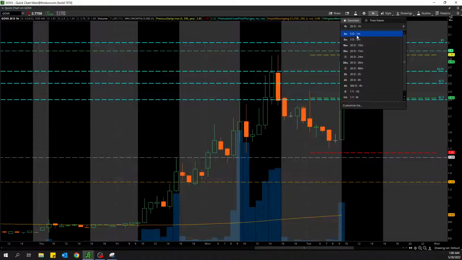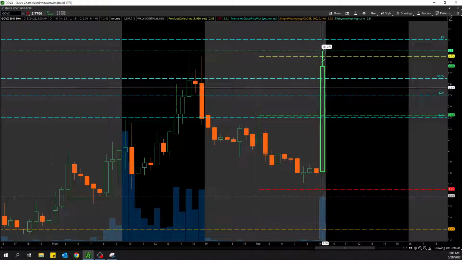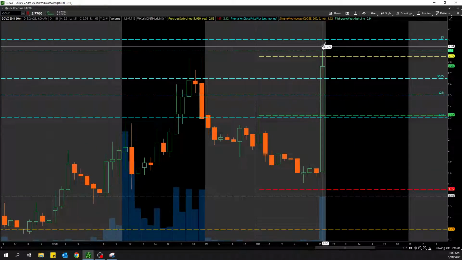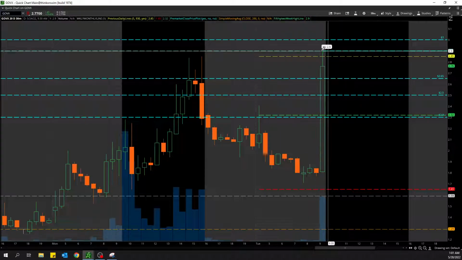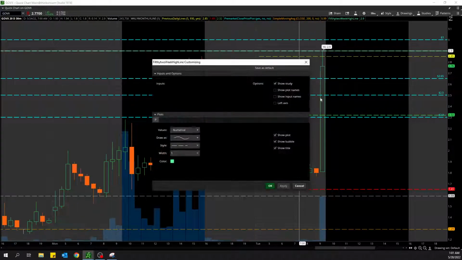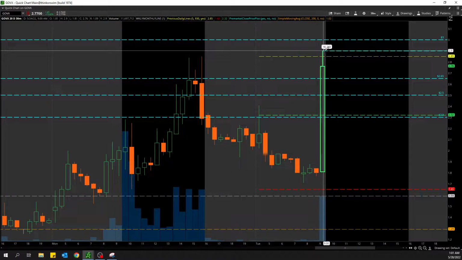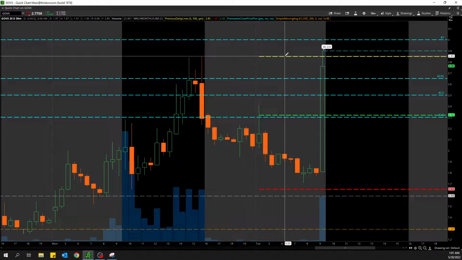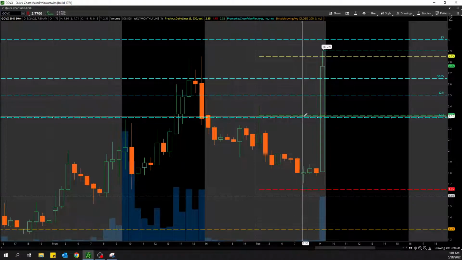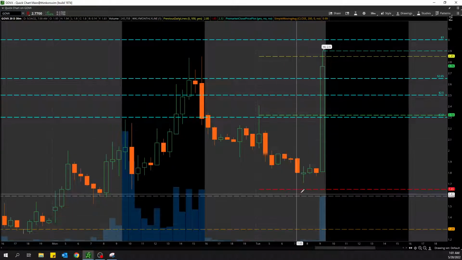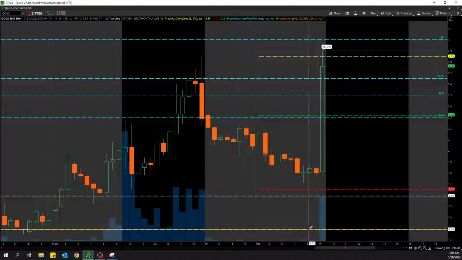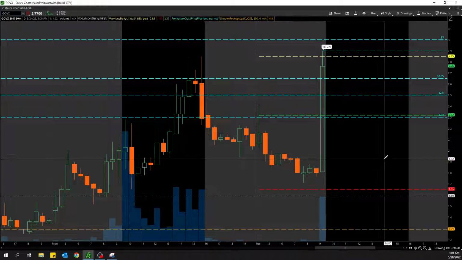Now let's break this down to a 30-minute chart. We got a big push pre-market. This is the pre-market high. This yellow line is previous day high. This green line is previous day close and previous day low. This is the monthly, previous month breakout.